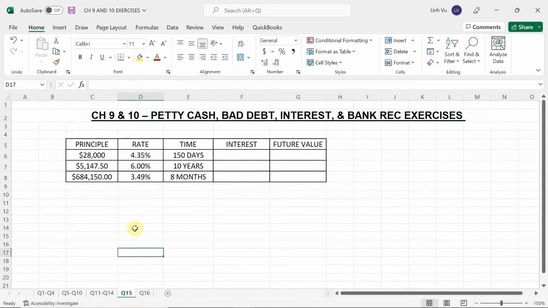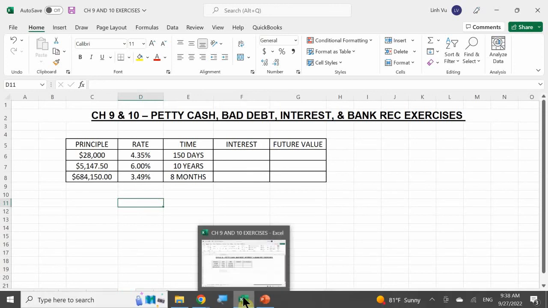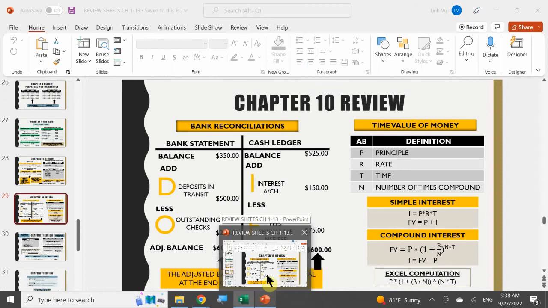Question 15. Let's practice some simple interest here. What's my simple interest if I have a principal of $28,000 at 4.35% for 150 days? What's the formula? So that's principal times rate times time.